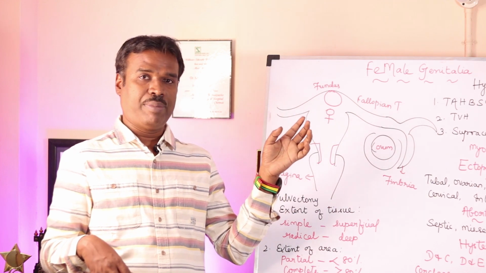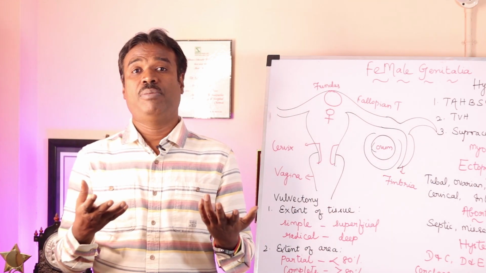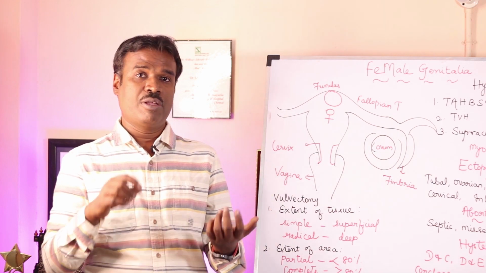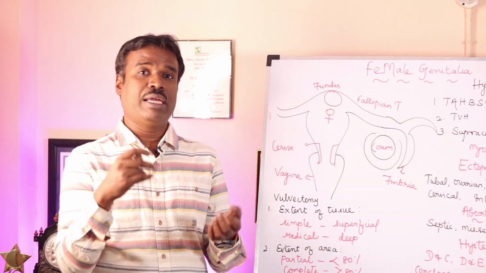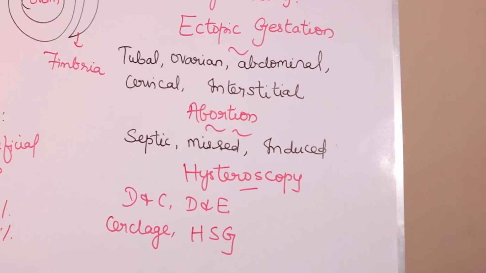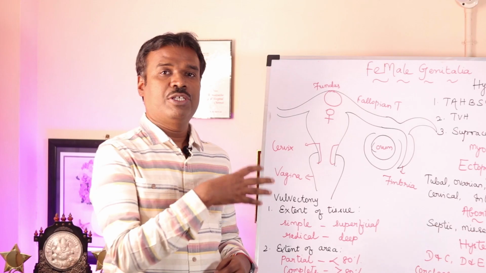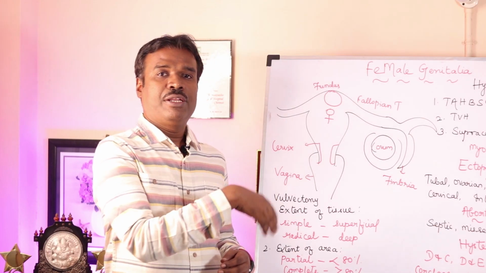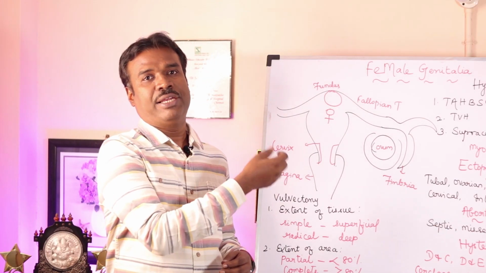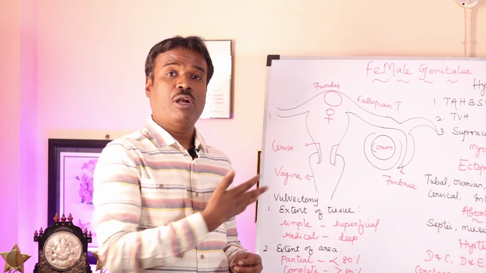Next thing that can happen is the formation of polyps, endometrial polyps or endocervical polyps. At that time they can do a D&C or a D&E, or they can do a polypectomy. The physician can very well insert a device and take an endometrial biopsy, or he can also do an endometrial polypectomy.